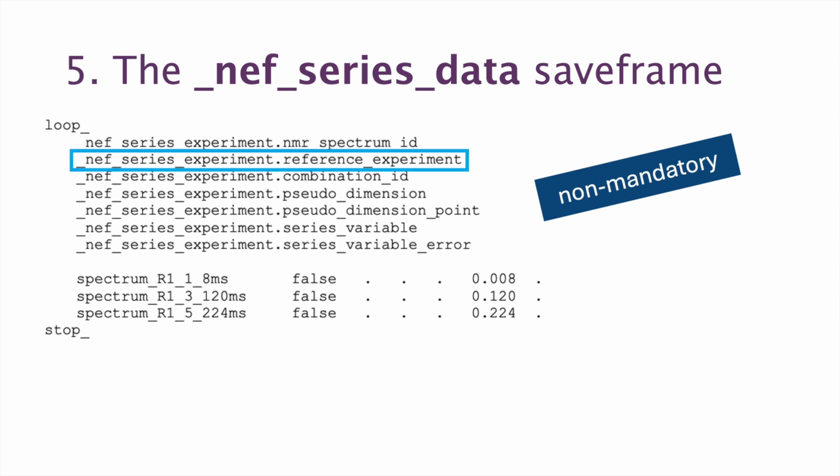You also have the option to specify a spectrum, or spectrum plane, as a reference experiment, as required for CPMG or CEST experiments, for example. You could also imagine using this loop to specify a titration series.